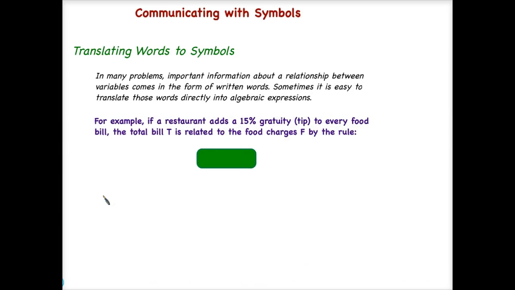Translating words to symbols. In many problems, important information about a relationship between variables comes in the form of written words. Sometimes it is easy to translate those words directly into algebraic expressions. Let's look at this example. If a restaurant adds a 15% gratuity, in other words, a tip, to every food bill, the total bill T is related to the food charges F by the rule. What is the rule? Pause the video and see if you can write a rule.